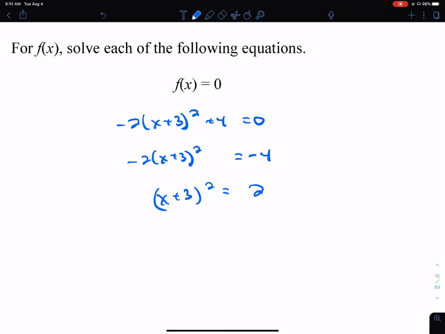Then I'm going to square root both sides. Anytime you initiate the square root, you're going to write plus or minus. So it's plus or minus the square root of 2. We're not going to write rounded answers. We're going to leave it as an exact answer. So then x is going to be -3 plus or minus the square root of 2.